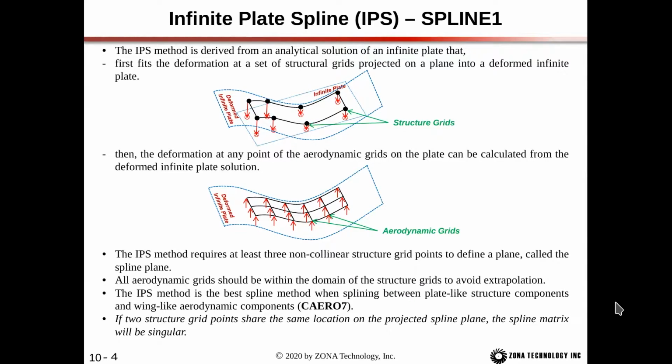Next, the IPS method is the best spline method when splining between plate-like structure components and wing-like aerodynamic components, which are the C07s. And then finally, if 2 structure grid points share the same location on the projected spline plane, then the spline matrix becomes singular. And so we have some checks in ZEUS to make sure this condition is not violated.